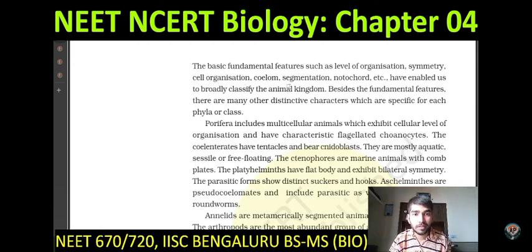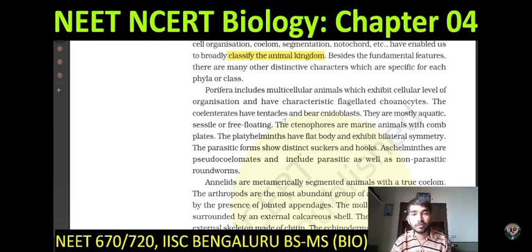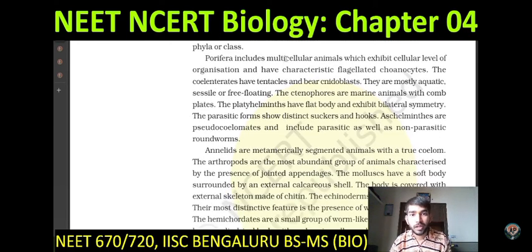Basic fundamental features, all this we have described to classify the animal kingdom. Fundamental features, there are many other distinctive features specific for each phylum and class, which we saw in the table and also throughout the text. Porifera includes multicellular organisms, exhibits cellular level of organization. Same things are being repeated where they have flagellated choanocytes. Coelenterates have tentacles and cnidoblasts. Remember these cells also, choanocytes in poriferans. In coelenterates, there are cnidoblasts or cnidocytes, which have this stinging organ.